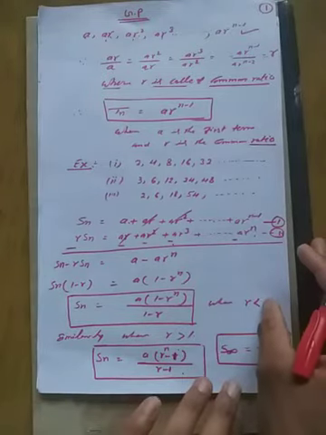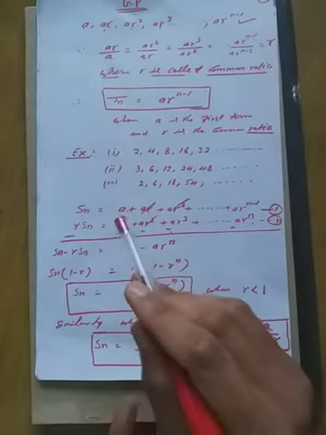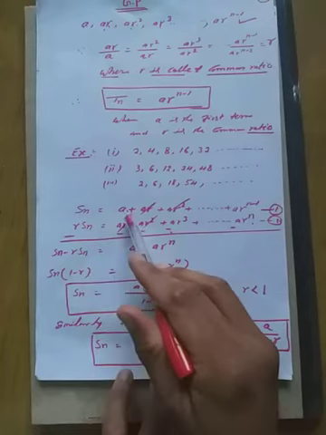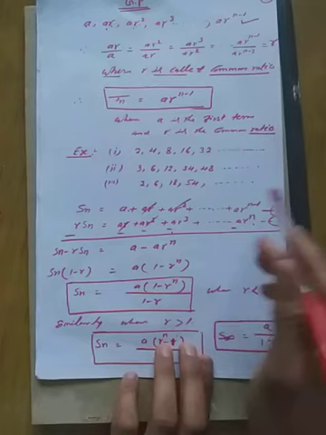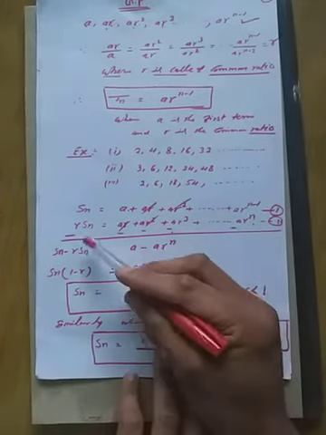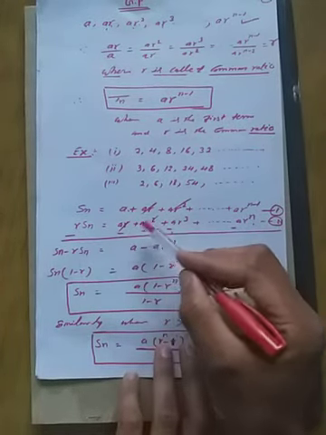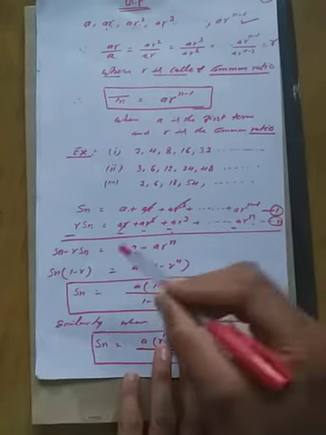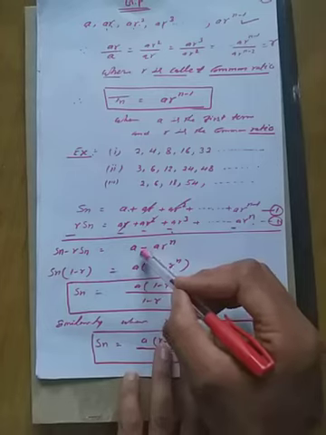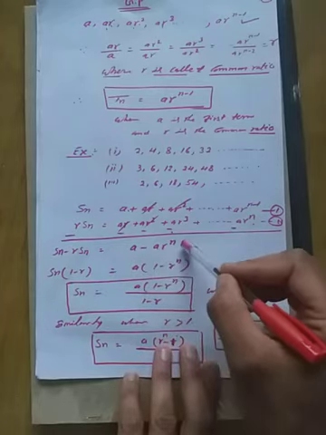Now I have to find out the sum of n term of GP. Sn equal to a plus ar plus ..., sum of n term. I will multiply equation first by r. I will get r Sn equal to ar square plus ... plus ar to the power n. Now equation first minus second, Sn minus r Sn equal to a minus ar to the power n.